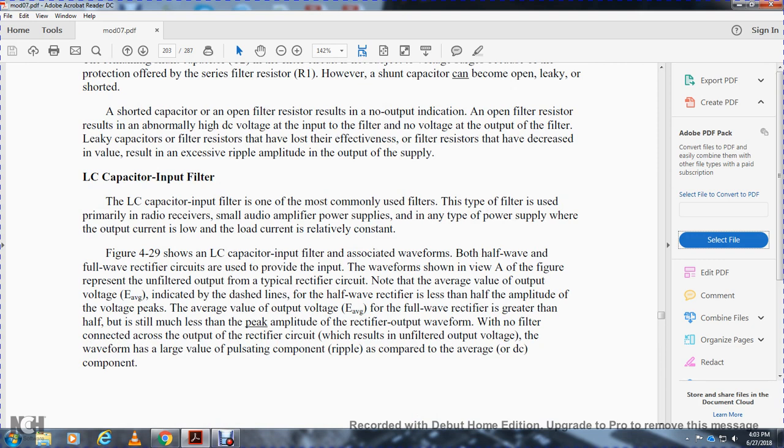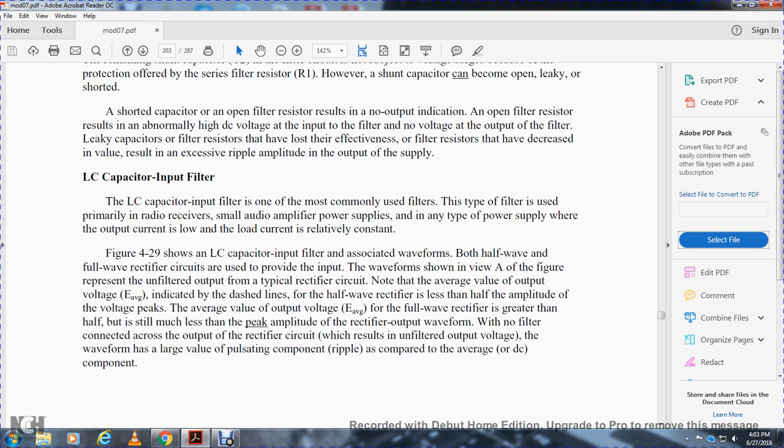Alright, the LC capacitor input filter. The LC capacitor input filter is one of the most commonly used filters. It is used primarily in radio receivers, small audio amplifiers, and power supplies, in any type of power supply where the output current is low and the load current is relatively constant. Figure 4-29 shows the LC capacitor input filter with the associated waveforms, for both half wave and full wave rectifier circuits used to provide input.